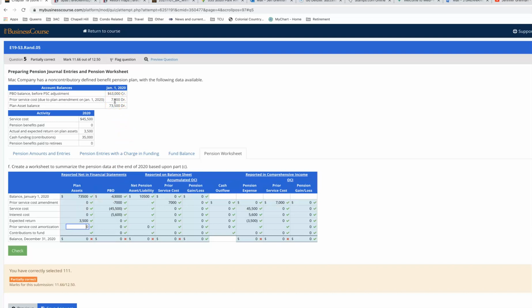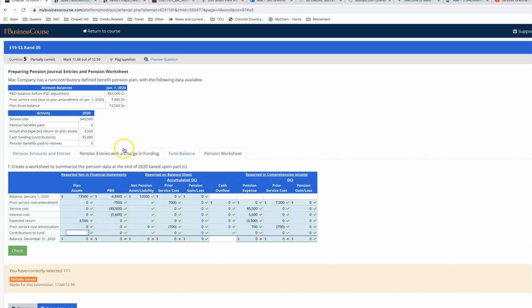And if I go back and click on my initial screen, it's going to tell me that I should amortize that under letter B. Assume that prior service costs will be amortized over 10 years. So if I do the $7,000 divided by 10, that means I'm going to have more pension expense of $700, and I'm going to decrease this $700, right? Which actually in turn changes the balance as well.